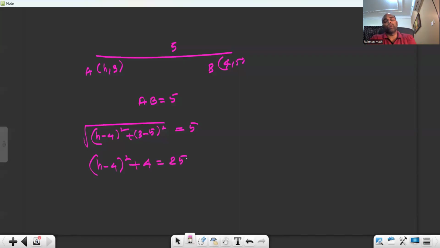Some people are forgetting to write 25 on the right side. Be careful. So when you're squaring, left side root will go, right side will be squared, and in between I simplified. h minus 4, I didn't do anything. Let it be there like that only, no problem.